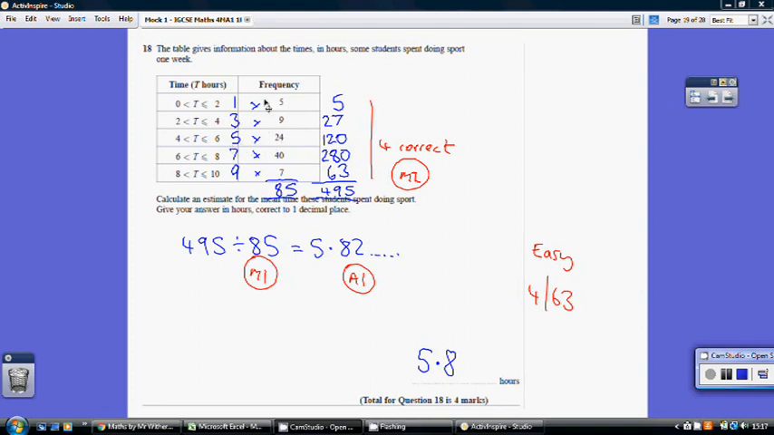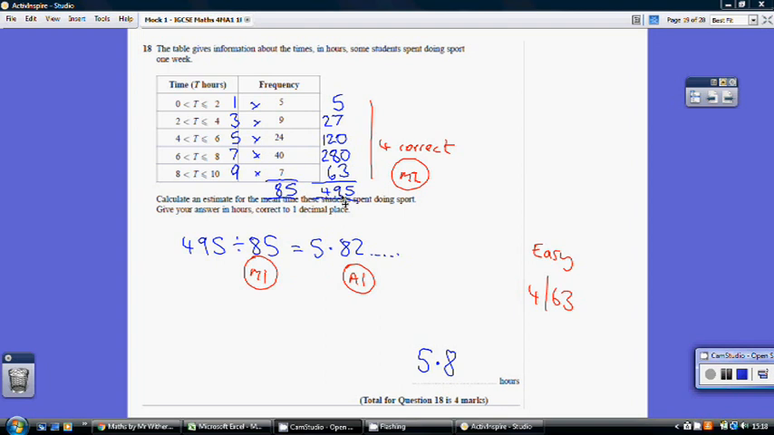So to work out the total number of hours, we just cross multiply. 5 people spent 1 hour, that's 5 hours in total. 9 people spent 3 hours, 9 threes are 27, 27 hours in total, and so on. So we add up all of these lots of hours to get 495 hours. Now we need to spread those hours across the number of students that we asked.